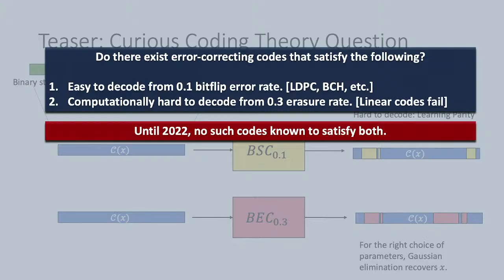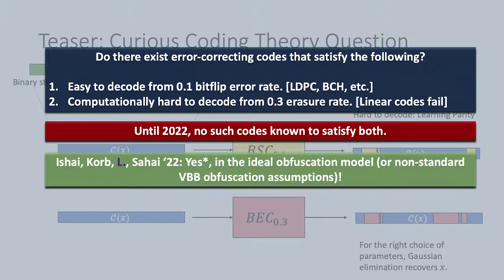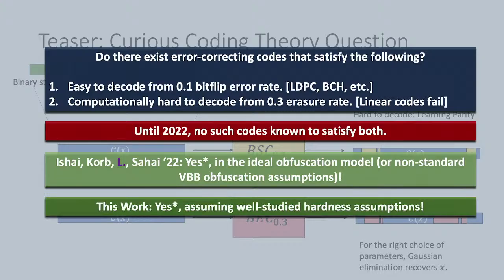Until 2022, we didn't know of any codes that satisfied both properties. But in a prior work, we showed that in the ideal obfuscation model, or assuming non-standard VBB obfuscation assumptions, for example about evasive functions or fuzzy point function obfuscation, then we actually have such codes. In this work, we showed that we can still say yes, just assuming well-studied hardness assumptions, by going through iO. You might be asking, what is this asterisk? Well, in classical coding theory, the encoding function is deterministic, whereas our encoding function will be randomized.